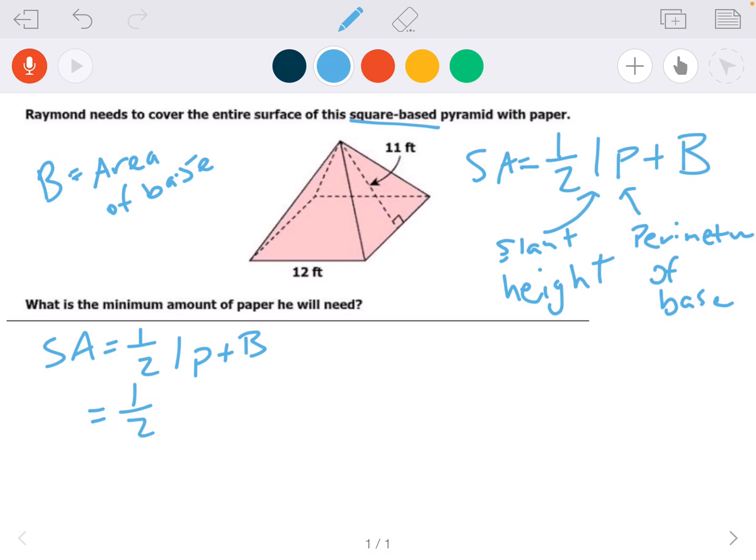So our slant height is easy. All you have to do is look at the diagram. Our slant height is the 11 feet. It's the height of the outside of one of the faces, 11 feet. So I'm going to plug in that 11 for L.